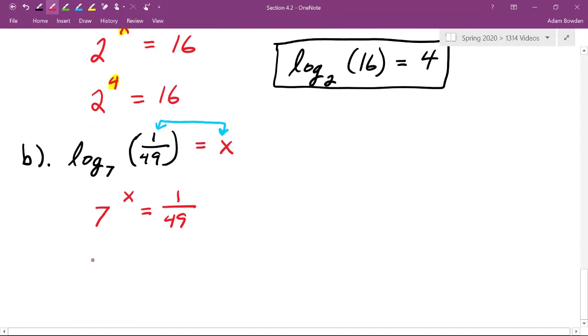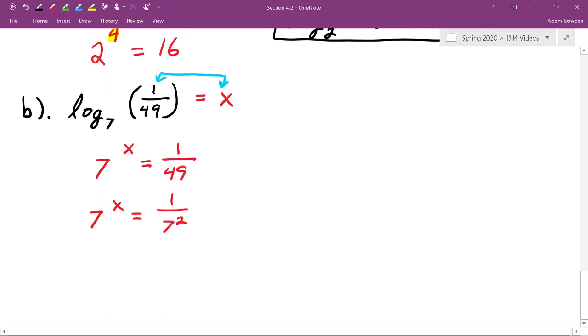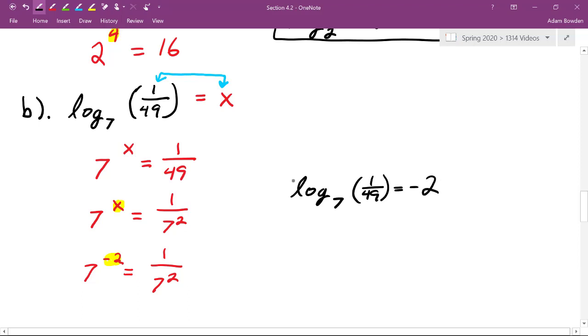Well, that's actually going to involve negative exponents, because 49 is 7 squared, but that 7 squared is in the denominator. So that would be the same thing as 7 to the negative 2 power is equal to 1 over 7 squared. So that's the number that we need for the power, the exponent. So our final answer would be to say log base 7 of 1 over 49 is equal to negative 2.